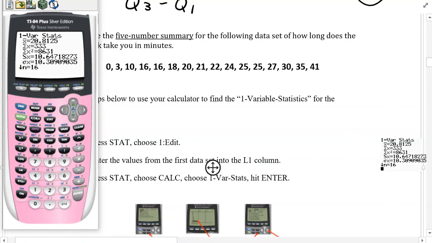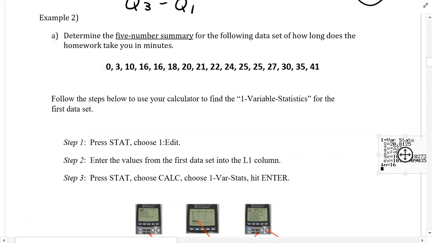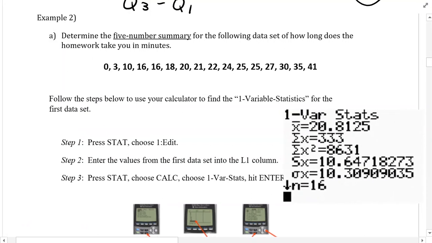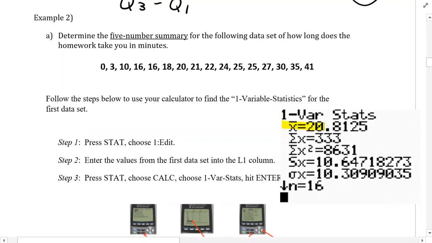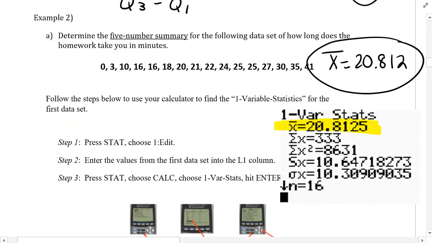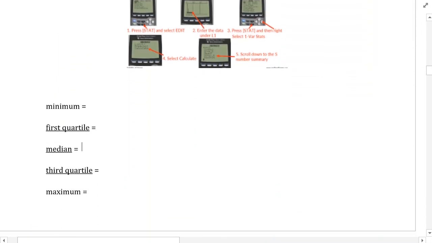Now, the first thing I notice on the first half of our 1-Var Stats is it tells me the x-bar. That's not part of our 5-number summary, but that mean is really kind of handy to find. So 28 points on average is taking people 20.812 minutes for their homework. It's not part of the 5-number summary though.